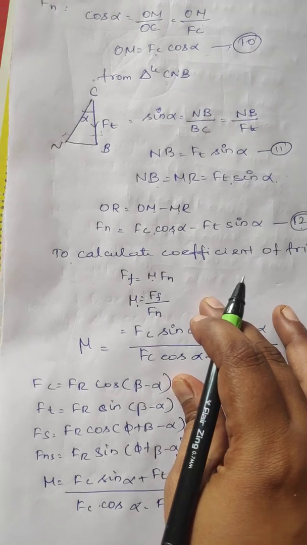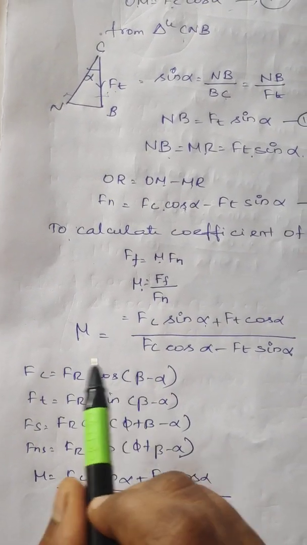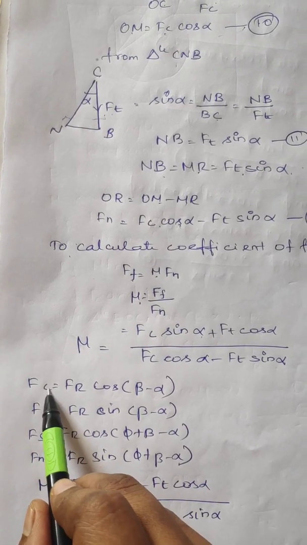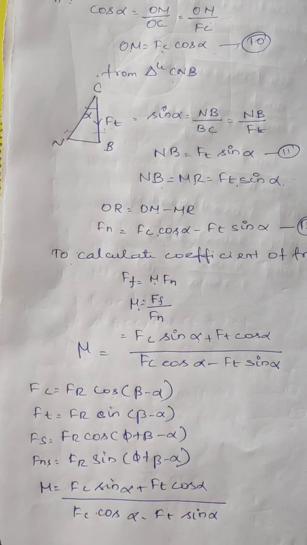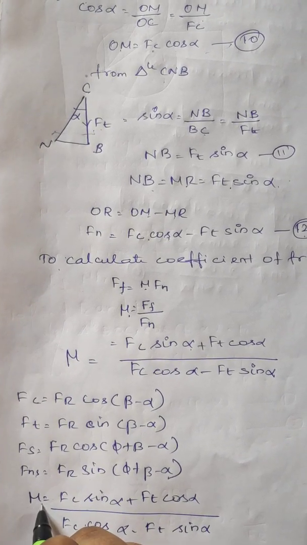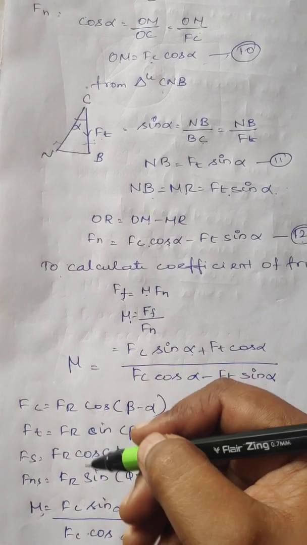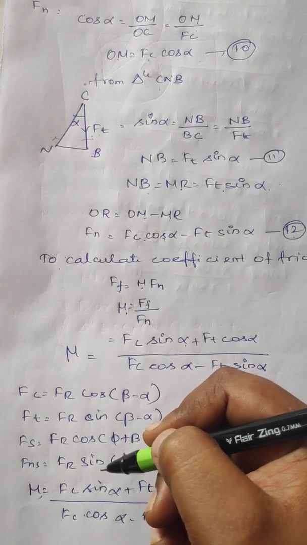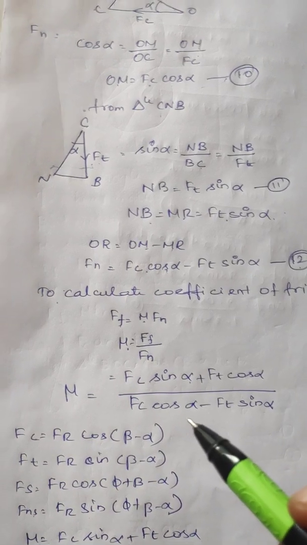From this derivation we are concluding the following. We have calculated the cutting force, thrust force, shear force, force normal to shear force, and finally the coefficient of friction. If we know all the angles and the various values, we can easily calculate the total power consumed during machining. So this is about the merchant circle diagram.